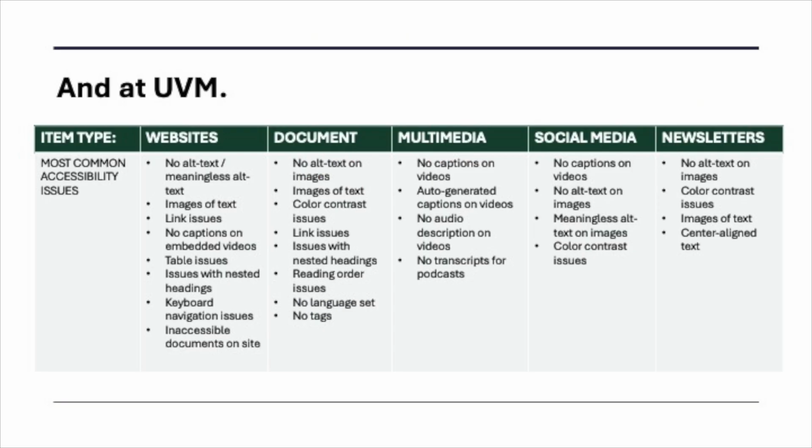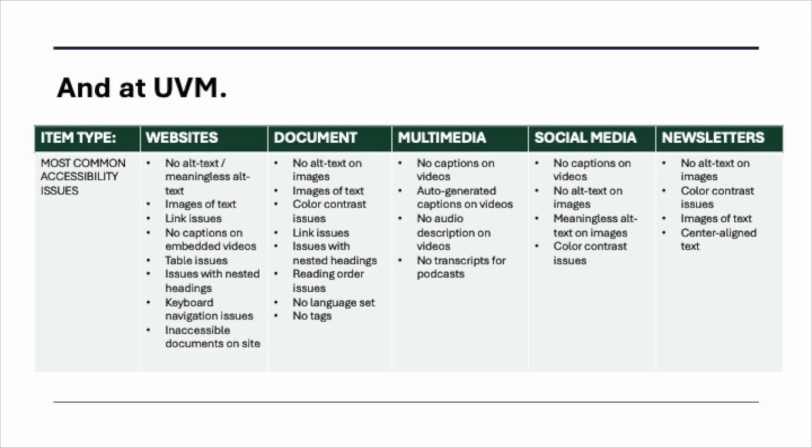errors they find. It's also one of the most common errors we find in the Office of Accessibility Services at UVM. So we did a micro audit of websites, documents, multimedia, social media, and newsletters in fall 2025. And almost across the board, we found that there are color contrast issues in a lot of items at UVM, most specifically in documents, in social media posts, and in newsletters. So we know that it's a problem.